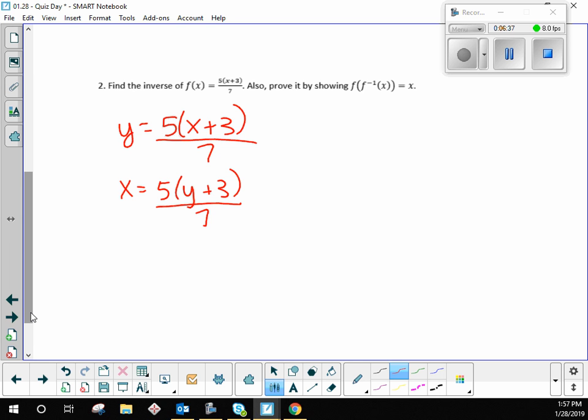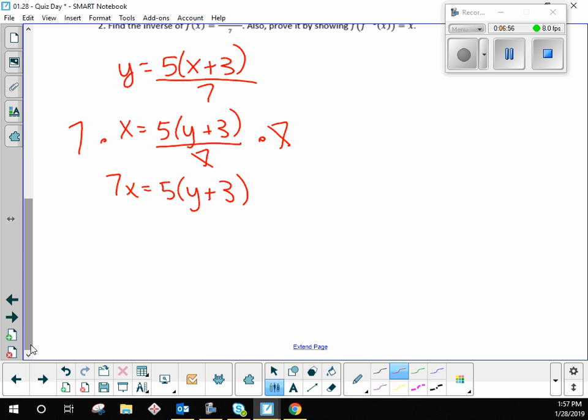You can start this problem a couple different ways. This is my preferred method, okay? I like to multiply both sides by the 7. So they cancel here, leaving me 7x equals 5 times the quantity y plus 3. And then I like to just divide by 5 here. It's okay if you distribute. It just adds another step or so. I like to do the divide by 5 here. So I have 7/5 x equals y plus 3. And then to get y by itself, I just need to do the minus 3.